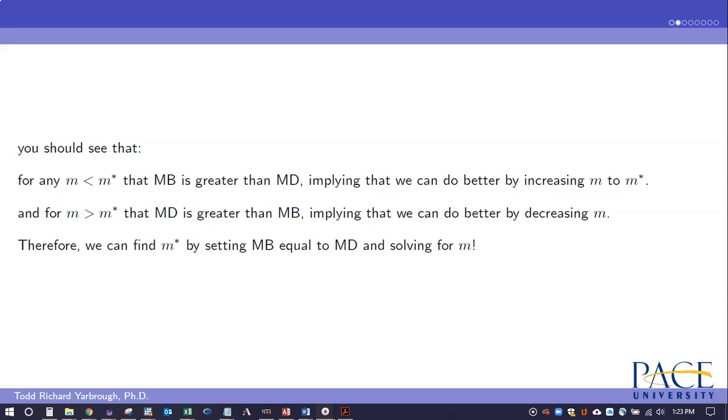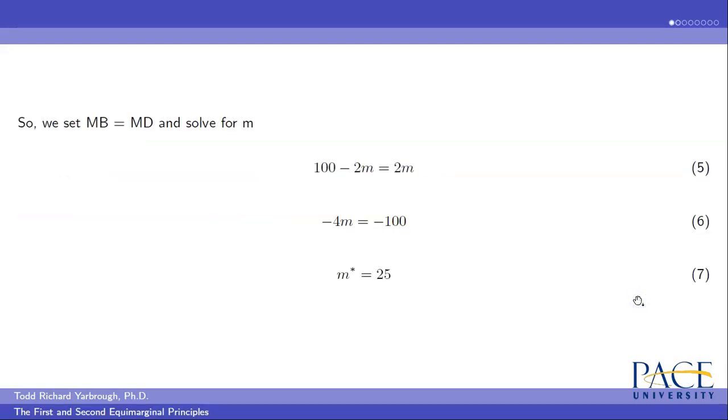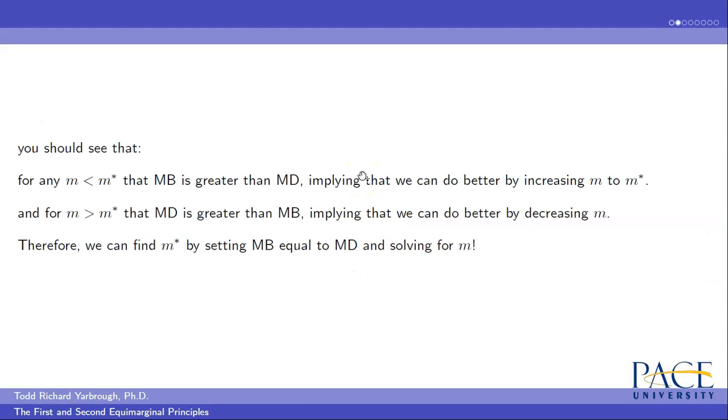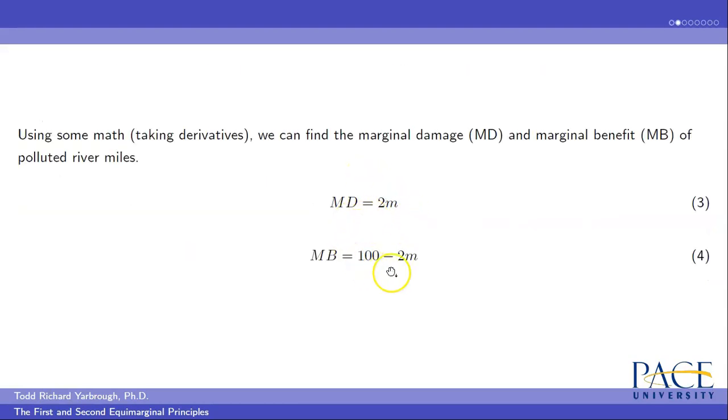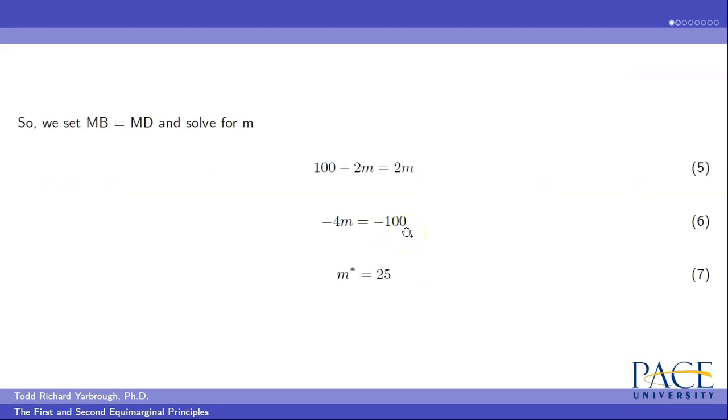Okay, so we can do the math now. So again, we want to set marginal benefit equal to marginal damage. And again, I got these functions from the actual marginal damage and marginal benefit functions. So when we do this math, when we set marginal benefit equal to marginal damage and solve for M, we should see that the socially efficient level of pollution is 25 units. This means that any pollution greater than 25 does not maximize social welfare, and any pollution level below 25 also doesn't maximize social welfare.